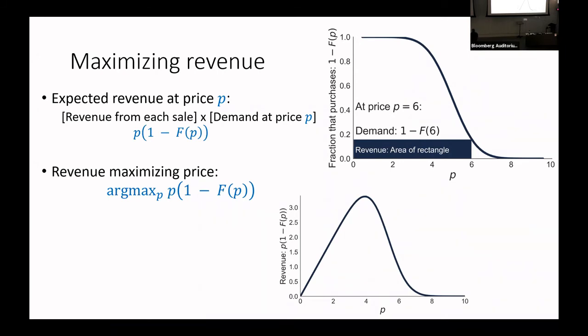Any questions about this? Okay, and so my optimal price is the price that maximizes this curve. My optimal revenue, the revenue at that price, is just the value here. So if I set the price to around 4, I get an expected revenue of around 3, and that would be a rectangle like this. Any questions about this basic setup until we go to personalized?